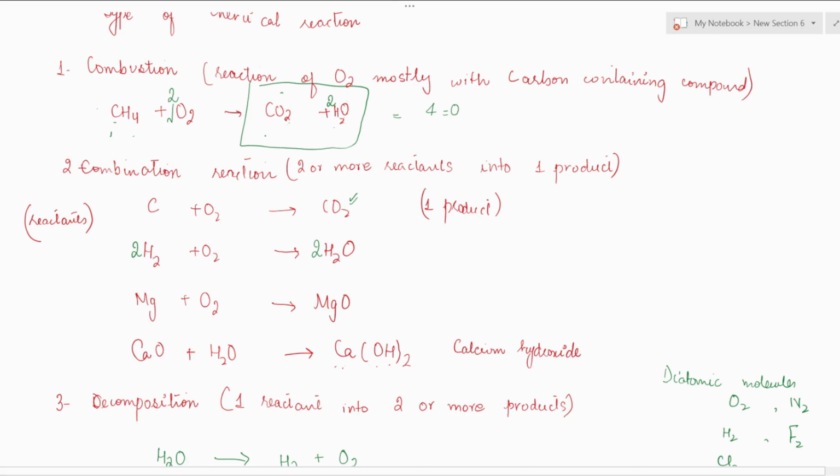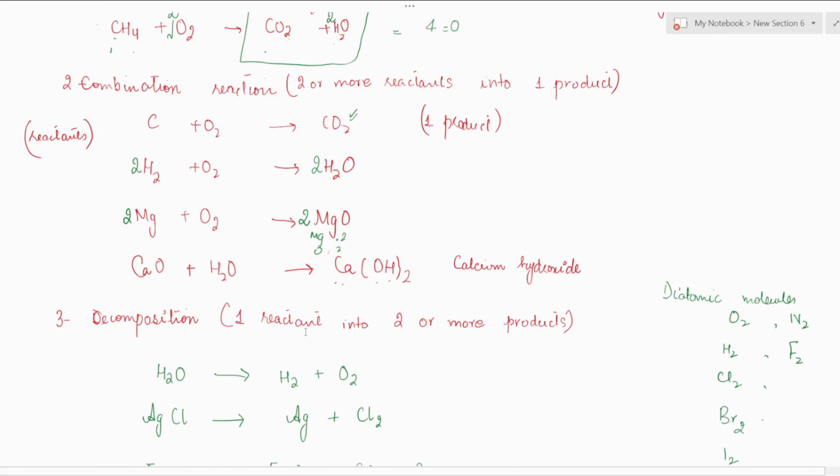There is one magnesium here, one magnesium here. Two oxygen on the left side, but one oxygen on the right side. So what shall I do? I shall put a 2 over here. Now there are two magnesium. Whenever we have to balance, we need to put a number beside it. Okay, the last one for the combination one.